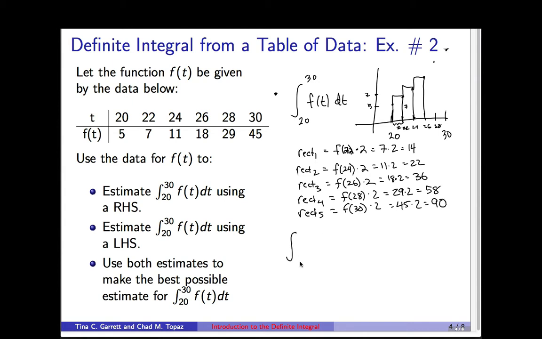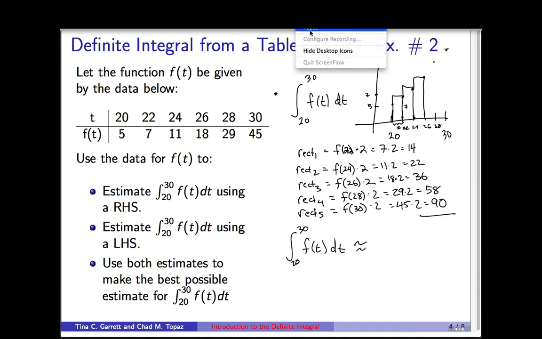So that should tell us that the definite integral of f of t dt should be approximately equal to the sum of all these. So the sum of all these, if you compute that, is 220.